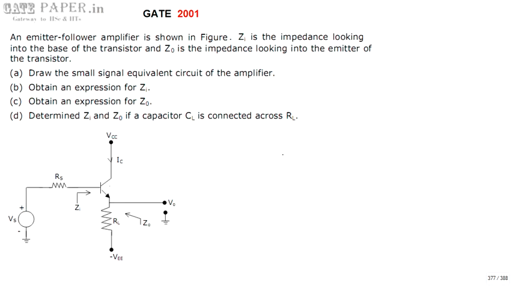And what will be the value of Zi and Z0 if a load capacitor is connected across RL? That also you have to calculate. So the first step is you have to draw the AC equivalent circuit for this one.